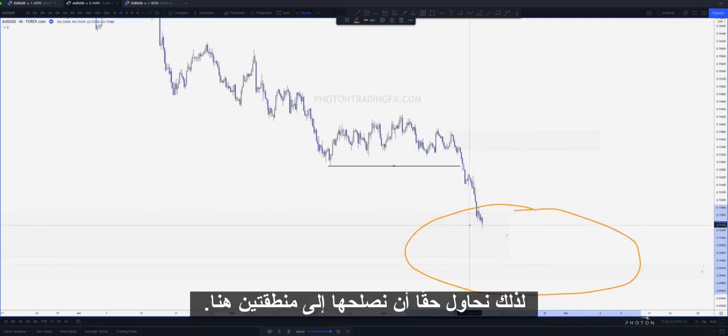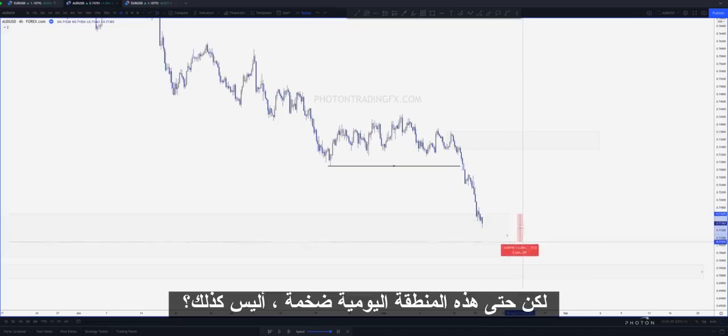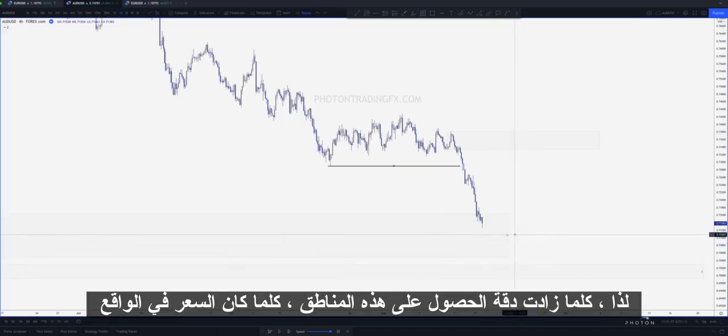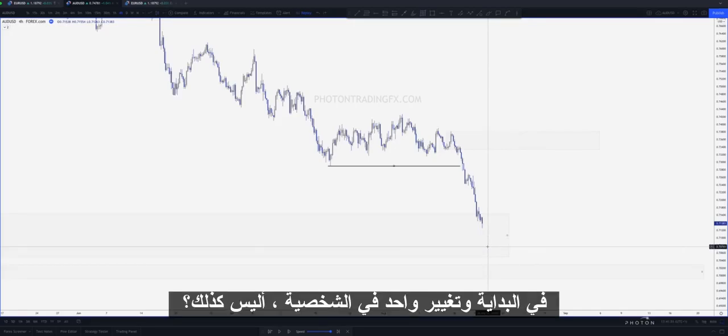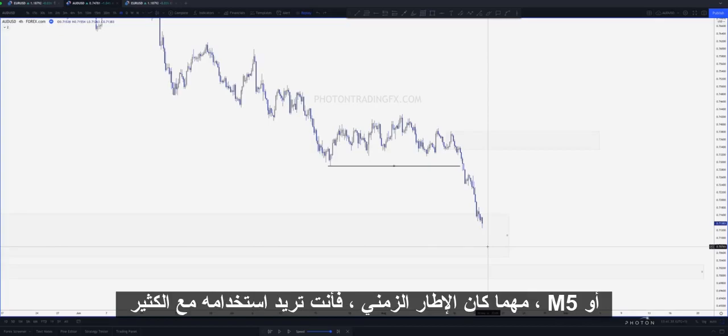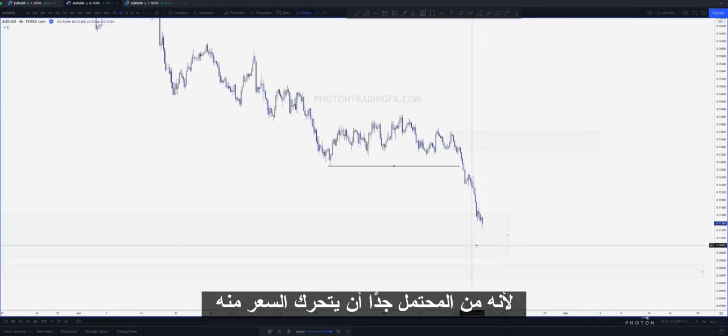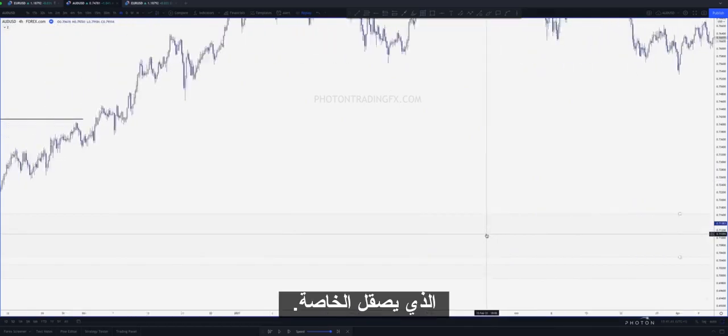So we've really tried to nail it down to 2 zones here, but even this daily zone is massive, right? So the more refined we can get these zones, then when price actually comes into them, that means we can trade that first M1 change of character, or M5, whatever time frame you want to use, with a lot more confidence, right? Because it's very likely then that price is actually going to move from that refined zone.